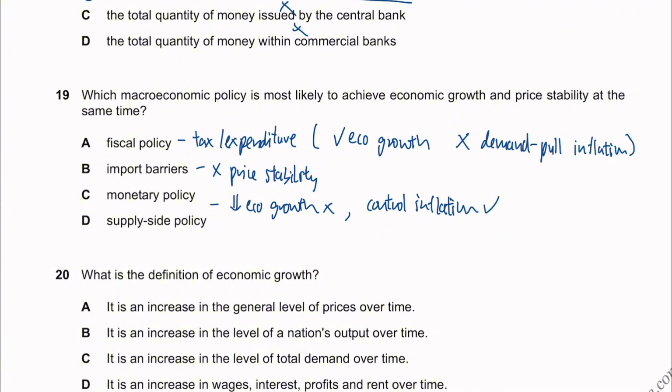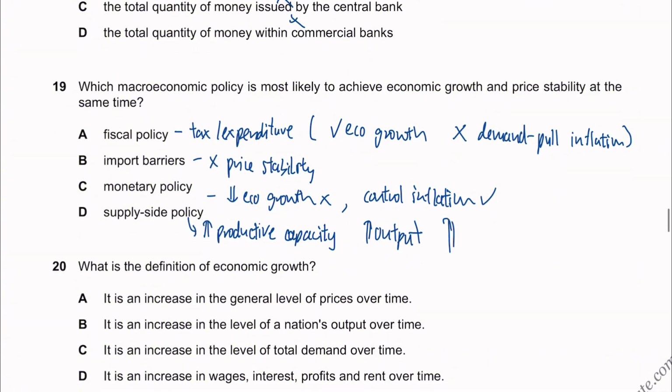Now the supply side policy. This aims to increase the productive potential or productive capacity of the economy, by shifting the PPC outwards. This can be done by increasing the productivity of workers. You can give them more improvement in education and training. Through this policy, you can lead to a higher output and higher GDP growth. So this achieves economic growth.